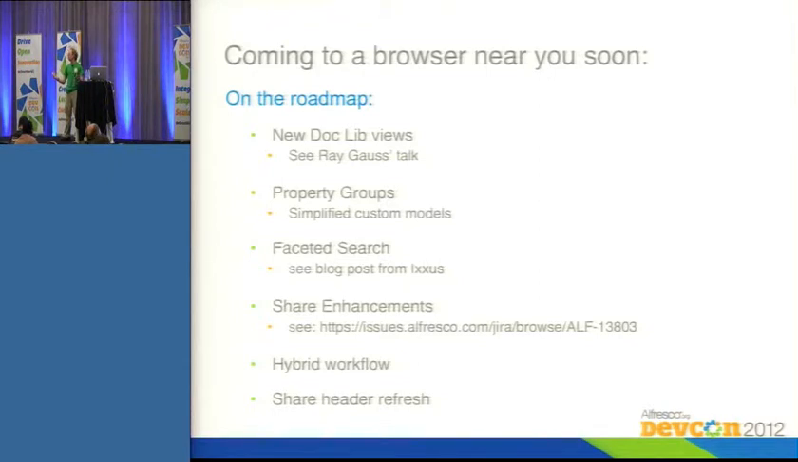Just a quick show of hands, actually. How many people here are familiar with Jira, the software we use for tracking issues and getting enhancements? That's good, that's a large number of you. Great. So take a note of this number, ALF 13803, because that's what we're using as the bucket for Share enhancements that we want to go into 4.2.